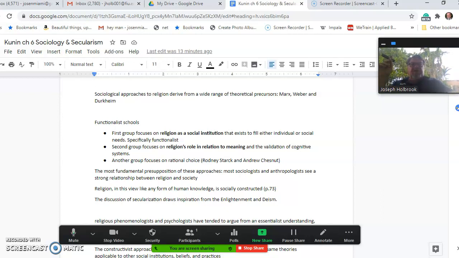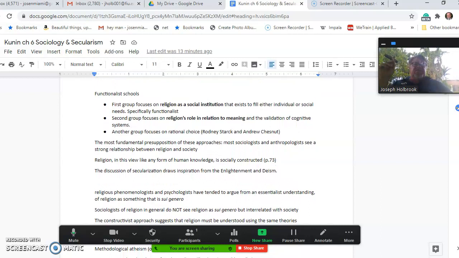So most of the theories that we're talking about can be described as functionalism. There's at least 2 different kinds here. The first group focuses on religion as a social institution that exists to fill either individual or social needs, specifically functionalists. And I might add that functionalism basically views society as organic, and so every feature of society must have a function, and the quest of functionalism is to determine what that function is. So religion must have a function, and it's like if you take out your liver, you have a problem. And so you remove religion, and you may have a problem. But we'll get into more of that with the secularization theories.